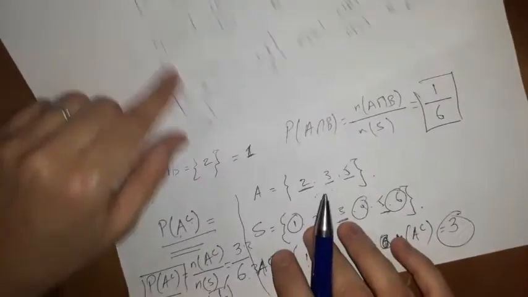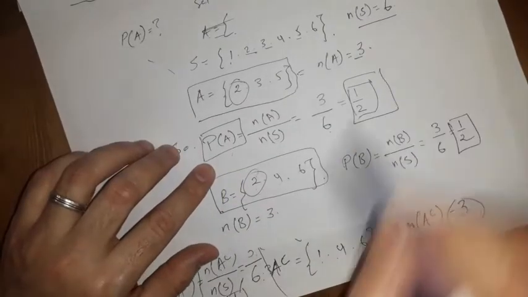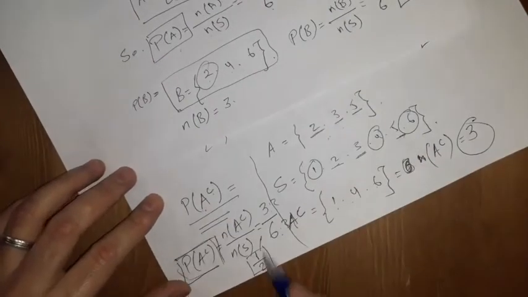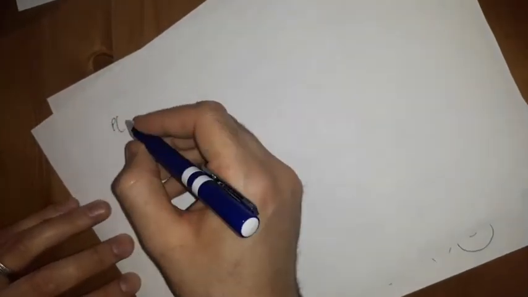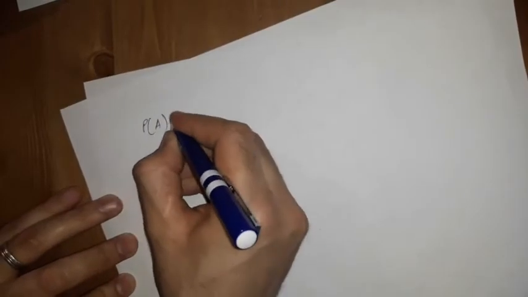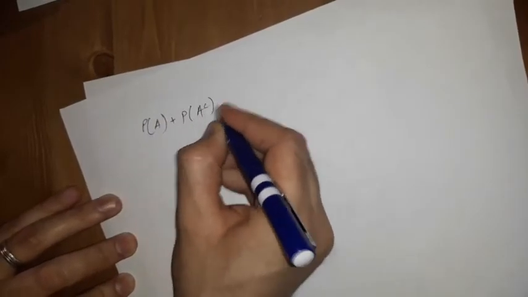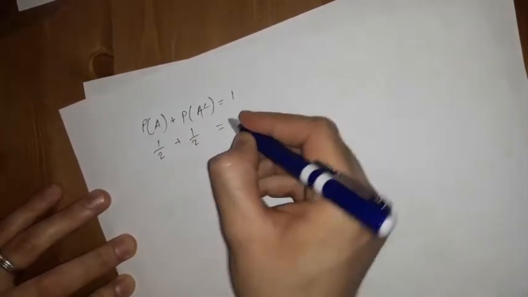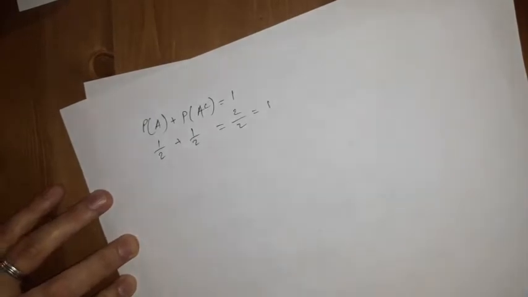Look here. The probability of A is half, and the probability of the complement of A is the same thing. If we add them together, the sum of the probability of an event and the probability of its complement is going to be equal to 1. It means P of A plus P of the complement of A equals 1, right? It was 1 over 2 plus 1 over 2, same denominator, so it's 2 over 2, which is 1.